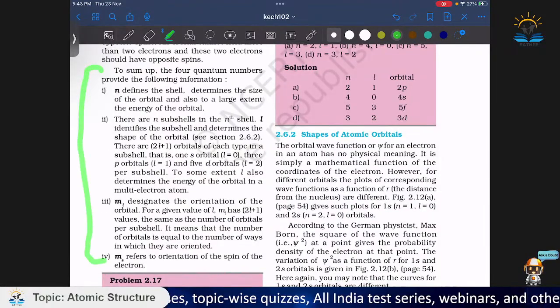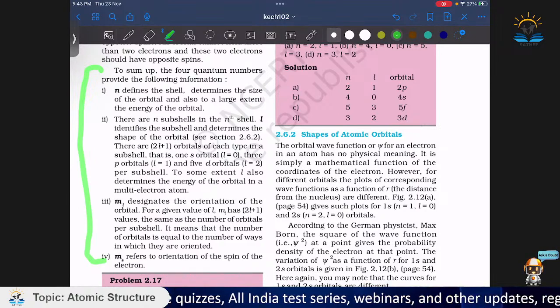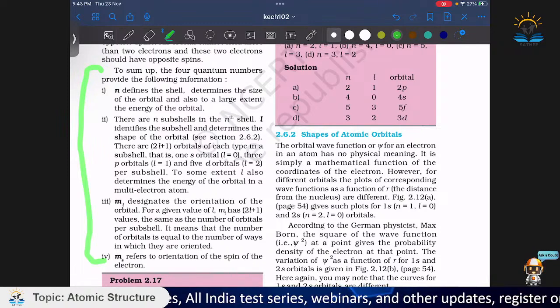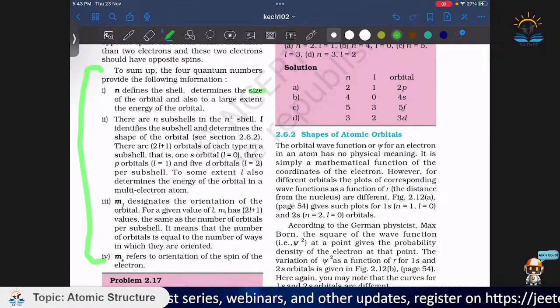To sum up, the four quantum numbers provide the following information. n defines the shell, and determines the size of the orbital and the energy of the orbital. l defines the subshell and determines the shape of the orbital. So n is the size, l is the shape.